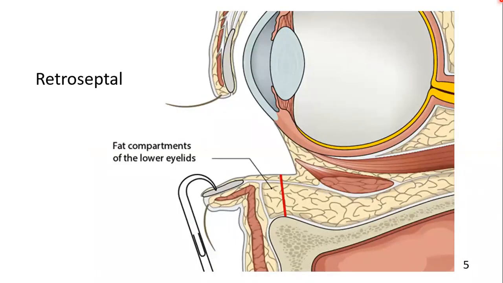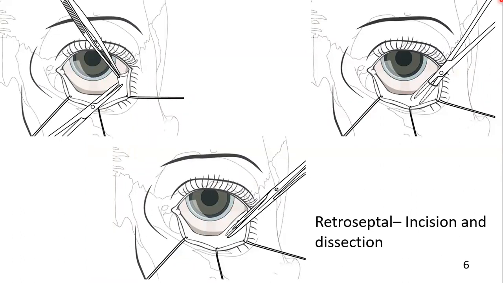The retroseptal route enters directly into the fat compartments of the lower eyelids. After eversion of the lower eyelid, the position of the lower border of the tarsal plate is identified. The incision is placed in the depth of the fornix. For the incisions, you can use scissors, scalpels, or electrocautery. When using scissors, the conjunctiva is elevated laterally with a fine forceps and incised over a distance of about 8 mm, including the lower eyelid retractors.